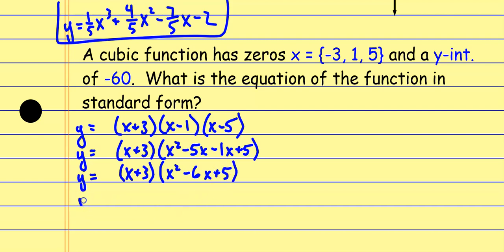And now I get to do more distributing. I distribute the x: x cubed minus 6x squared plus 5x. Distribute the 3: plus 3x squared minus 18x plus 15. And now I combine like terms.